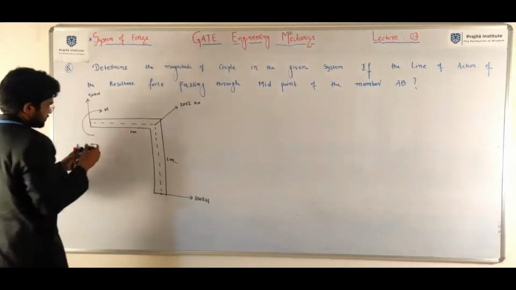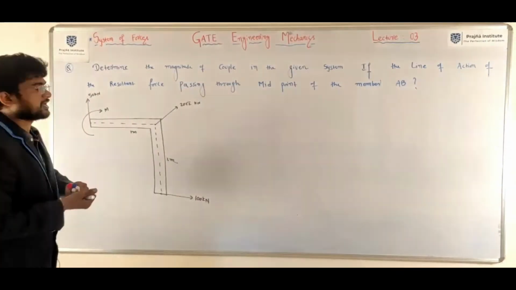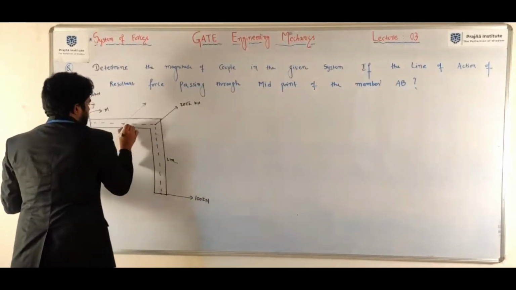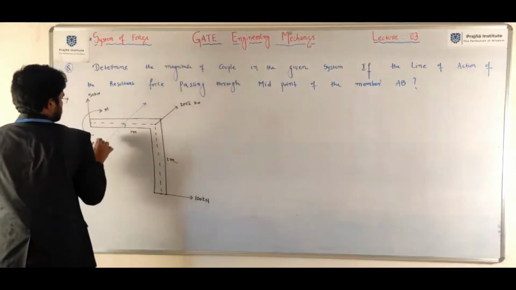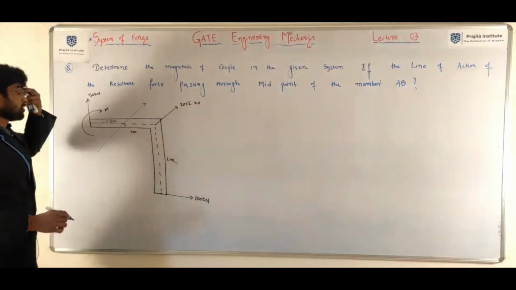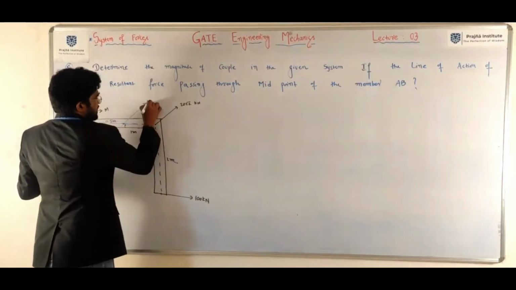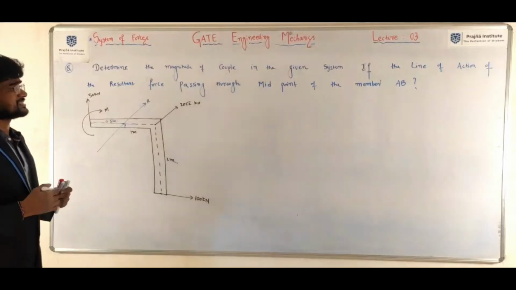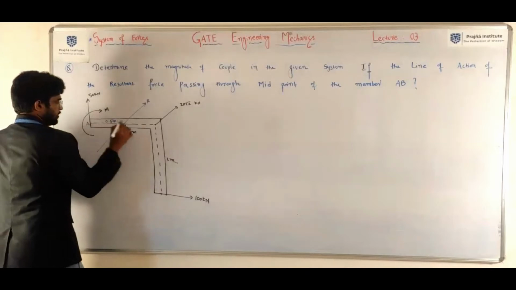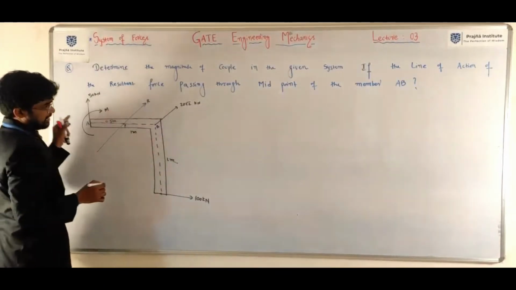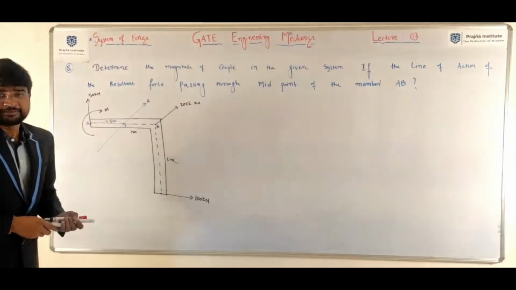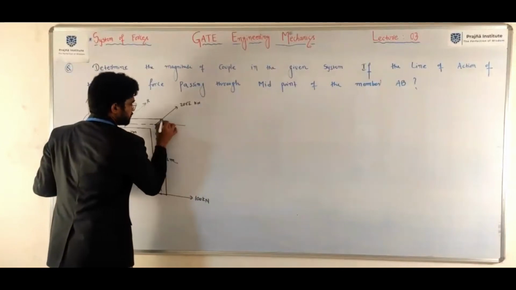What is given? Tell me. The line of action of the resultant force passes through the midpoint of this member, midpoint P. From here to here it will be 0.5 meter. It is R, the line of action of the resultant force passing through the midpoint of member AB. Then he is asking M equal to dash. Okay, that is the question. Are you clear?